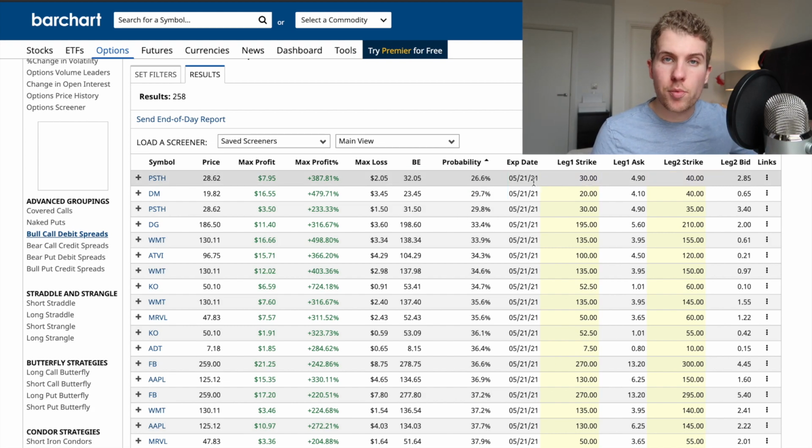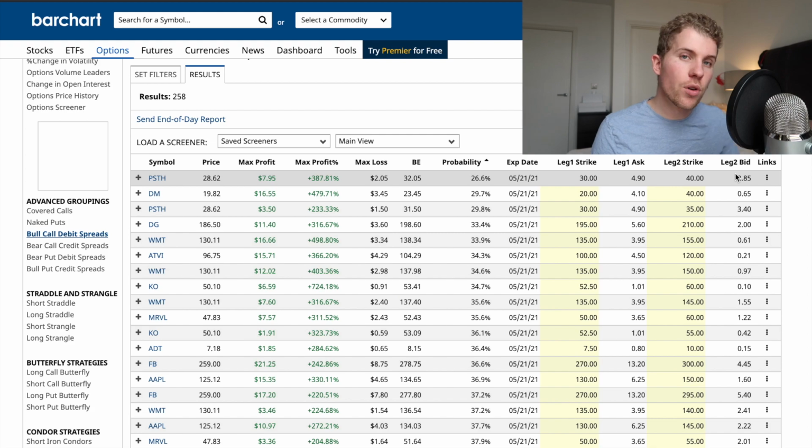Then we have the expiration date, so the expiration that they're actually showing that trade for. Then we have the leg 1 strike, as we just talked about. Then we have the leg 1 ask, meaning how much you're going to pay for that long leg. Then we have the leg 2 strike, which represents the short option, and the leg 2 bid, which represents how much credit we're going to receive when selling that option. So all of those are the different columns for the bull call debit spread.